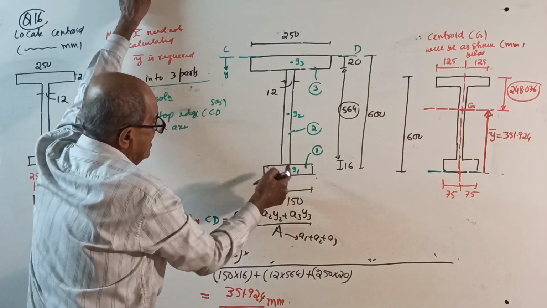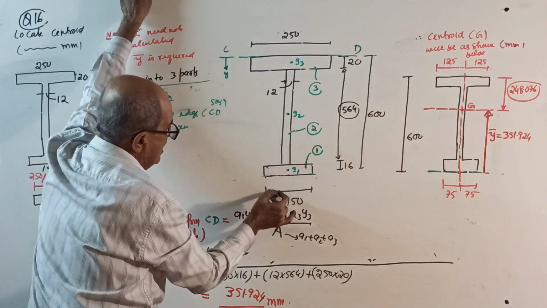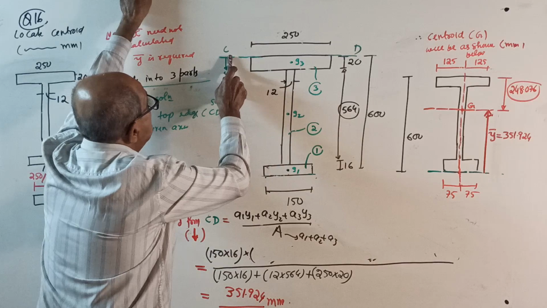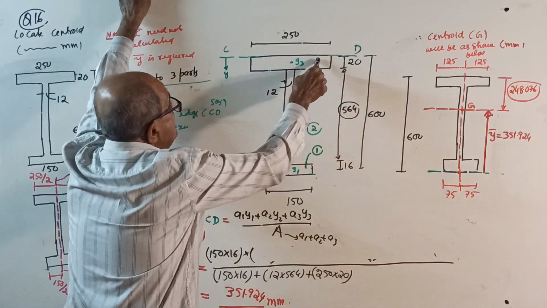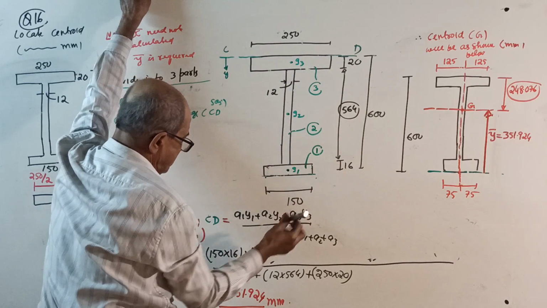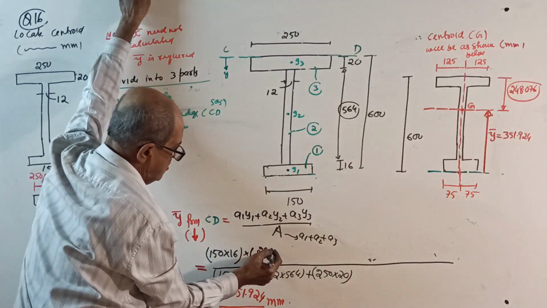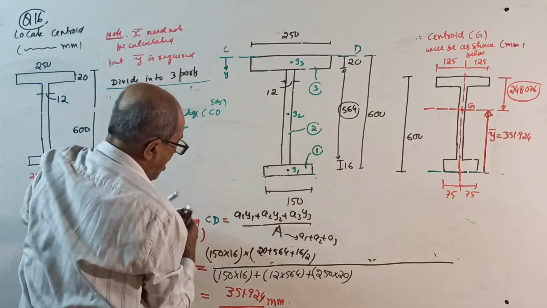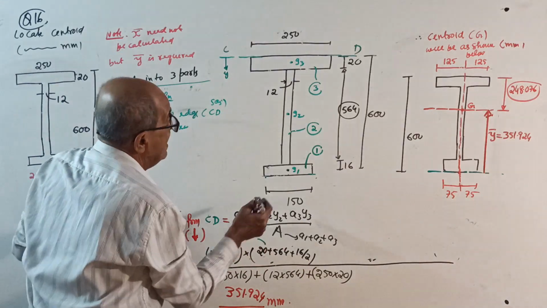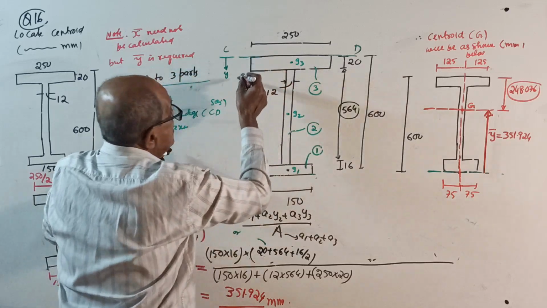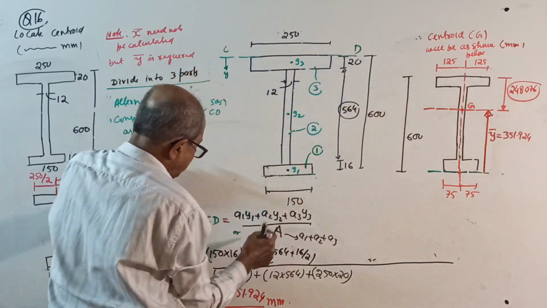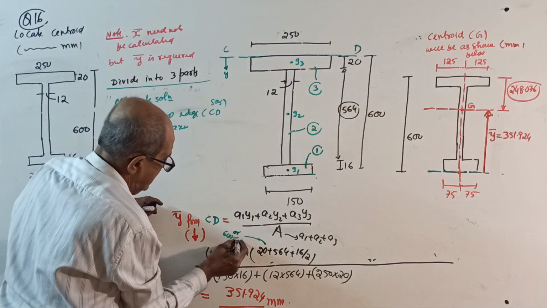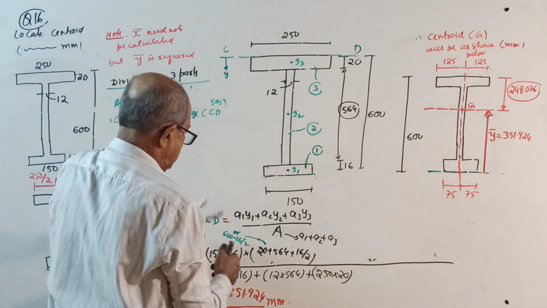A1, anyone you can take 1, 2, 3. 150 by 16 into its centroid from the top edge: 20 plus 564 plus 16 by 2. Or you can write 600 minus 16 by 2, total 600. Both are the same.